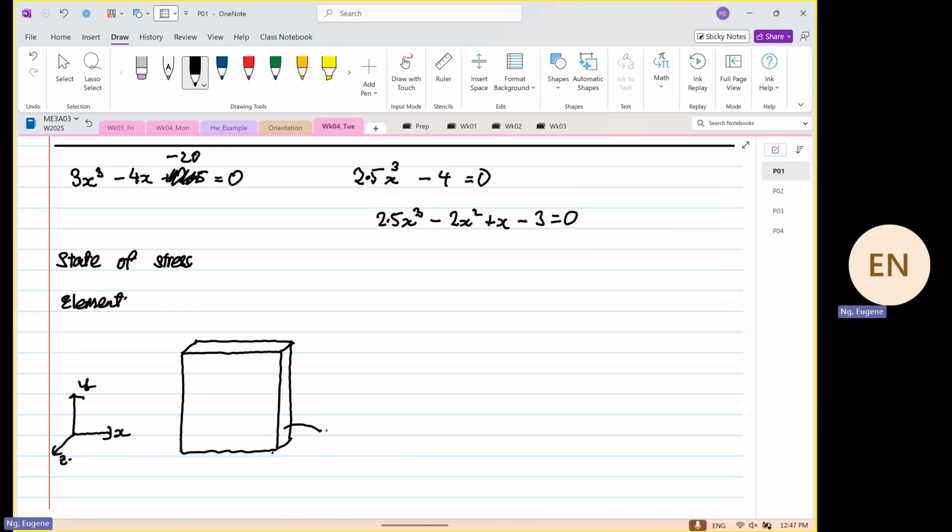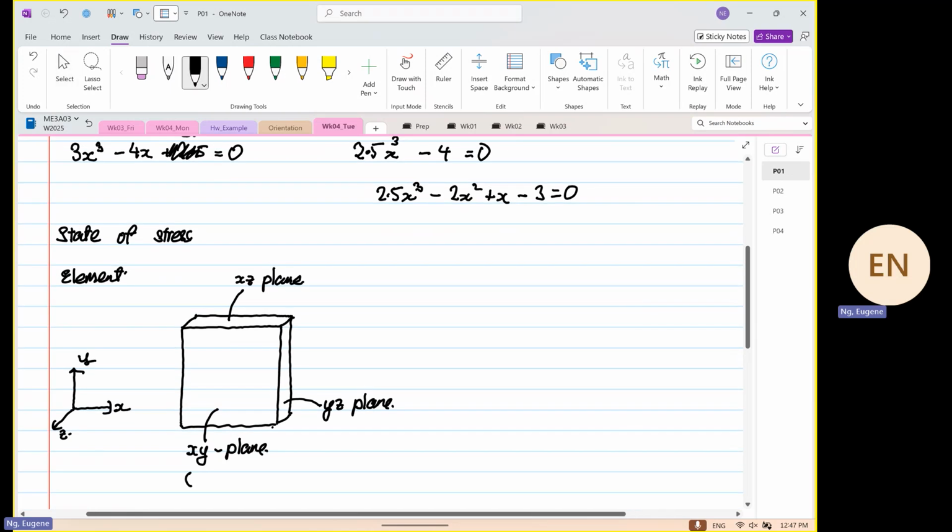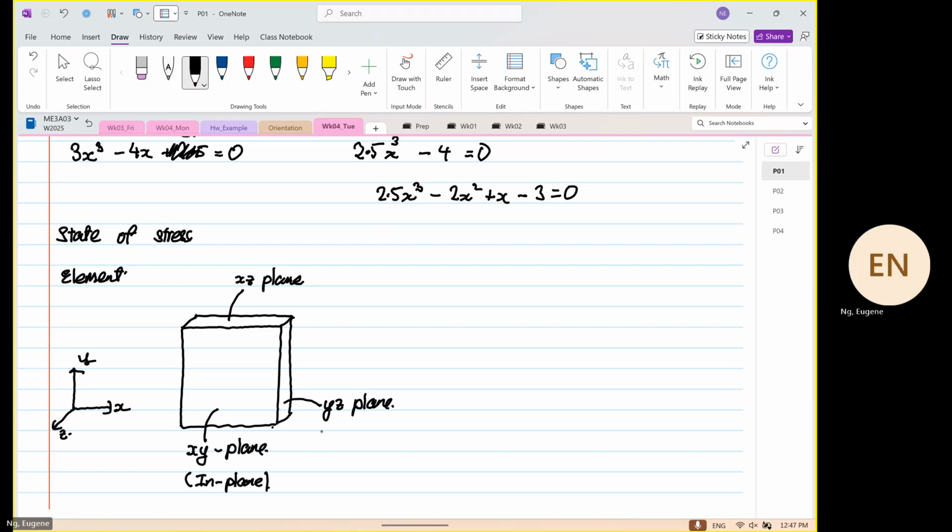So over here, this is known as your YZ plane. This surface over here is known as your XY plane. And this surface over here is your XZ plane. Okay. Now your plane, what we have over here, this is known as our in plane. And the other two is our out of plane. Okay.